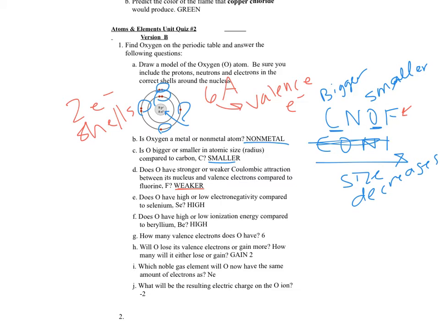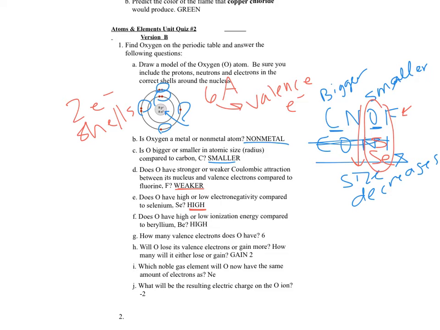1E says, does oxygen have high or low electronegativity compared to selenium? Selenium is 2 rows down in that column of oxygen. And so because going down a column, the electronegativity decreases, then oxygen is actually going to have a higher electronegativity than selenium.